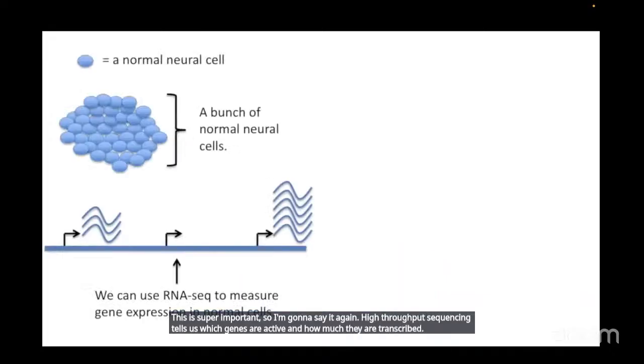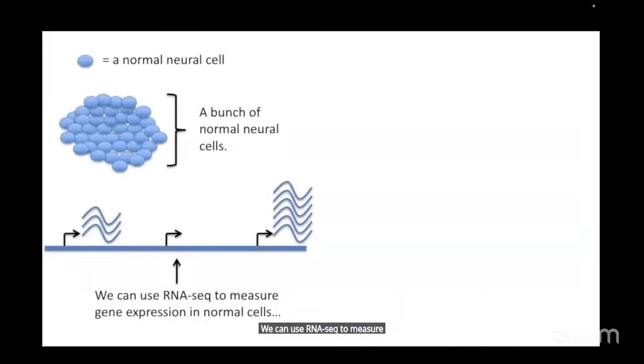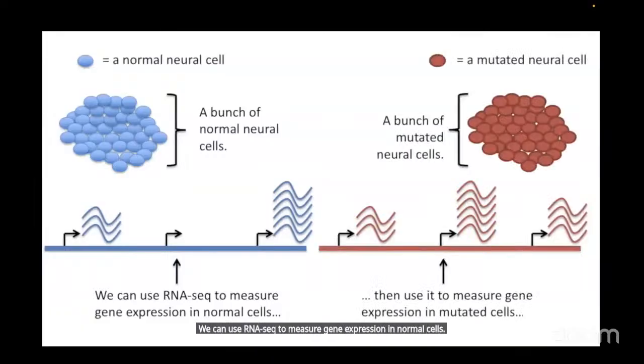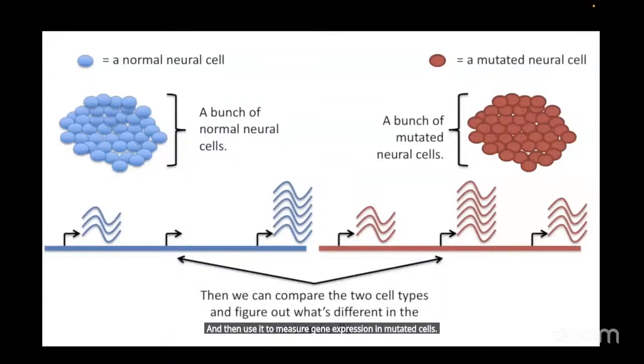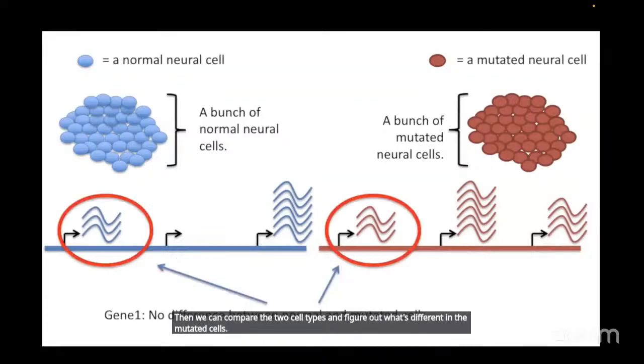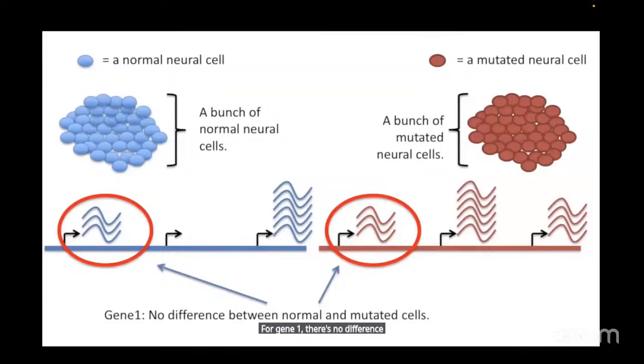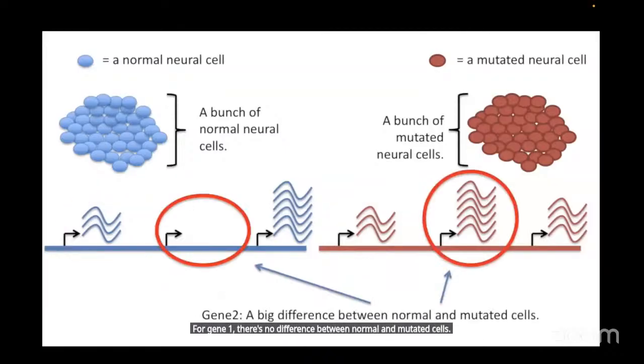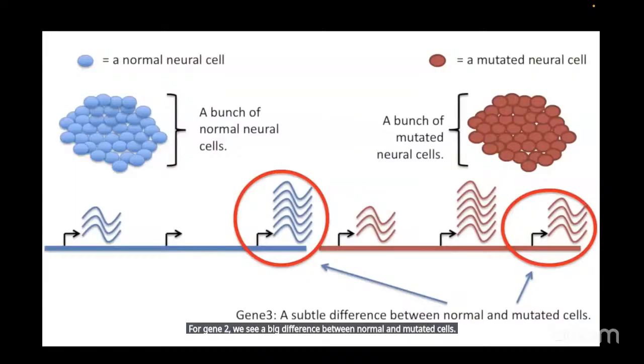We can use RNA-seq to measure gene expression in normal cells, and then use it to measure gene expression in mutated cells. Then we can compare the two cell types and figure out what's different in the mutated cells. For gene 1, there's no difference between normal and mutated cells. For gene 2, we see a big difference between normal and mutated cells. And for gene 3, we see a subtle difference between normal and mutated cells.